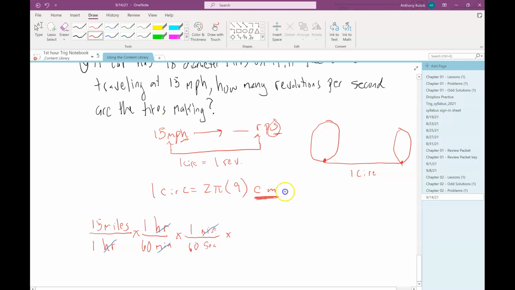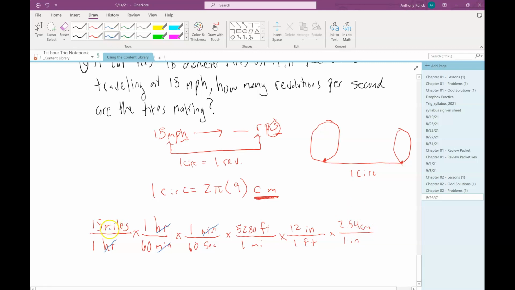So my conversion factor between revolutions and linear distance is in centimeters. So I need to convert miles to centimeters. Okay. So I know that 1 mile is 5,280 feet. Maybe you did know that, maybe you didn't, but that's what it is. And I know 1 foot is 12 inches. And then I know 1 inch is 2.54 centimeters.